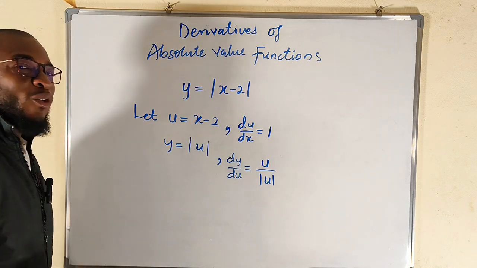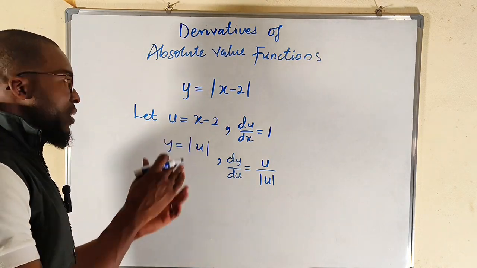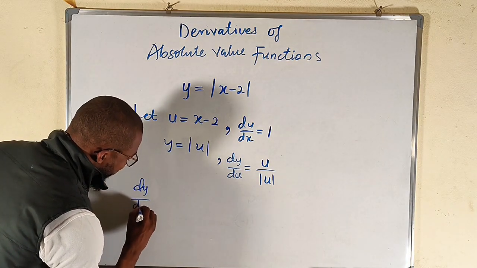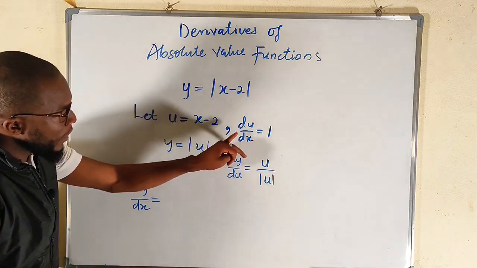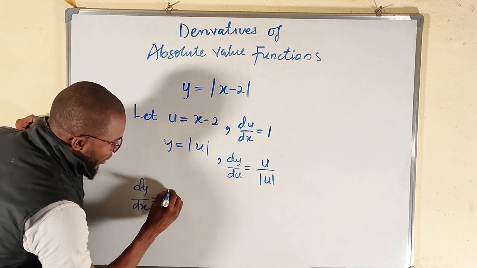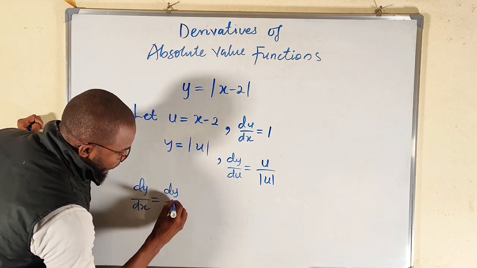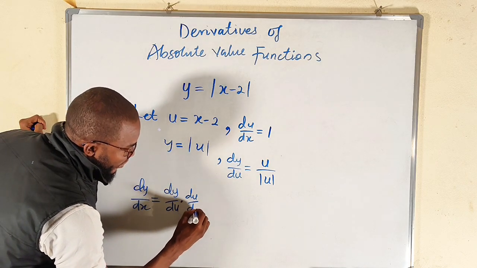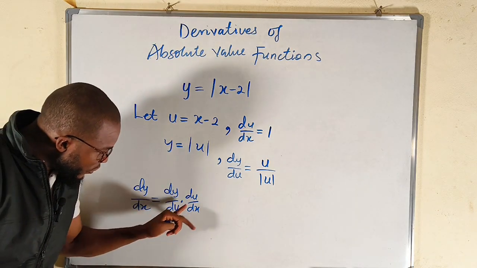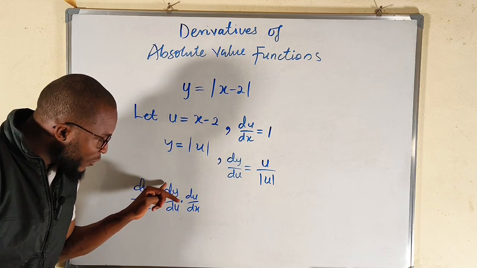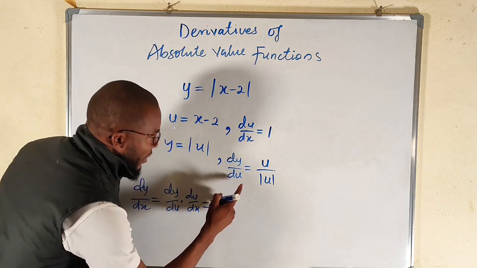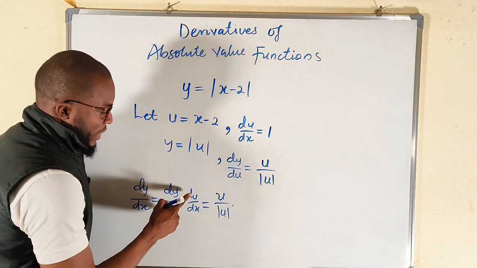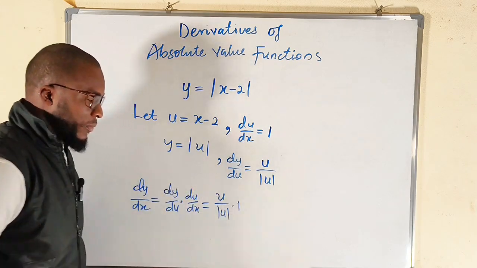So what will be dy over dx, since we are looking for the derivative of y with respect to x? Dy over dx will now be equal to dy over du multiplied by du over dx. Remember the chain rule. The du and du will cancel. We end up having dy over dx. So let's substitute. This is u divided by the absolute value of u multiplied by du over dx, which is 1.